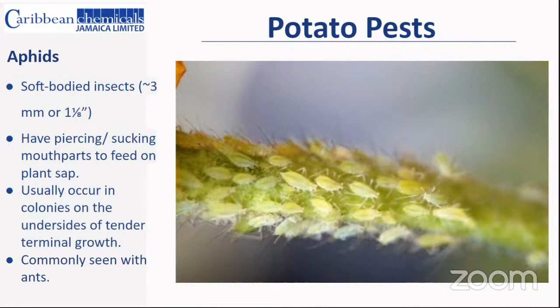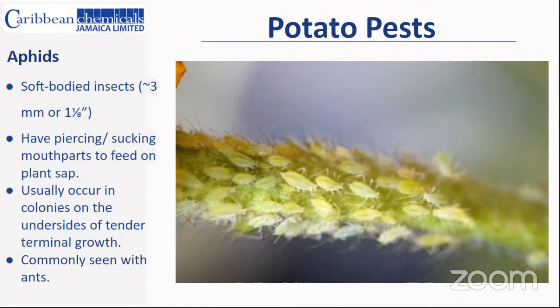Usually what you'll see is large colonies on the undersides of the leaves, and they typically attack those younger leaves that come up at what we call the terminal end of the plant, those last very young succulent leaves. And then commonly you will see them with ants. The ants have a symbiotic relationship, essentially. They work with the aphids. They offer protection for the aphids. They look after them, they even help move them from one place to the next.